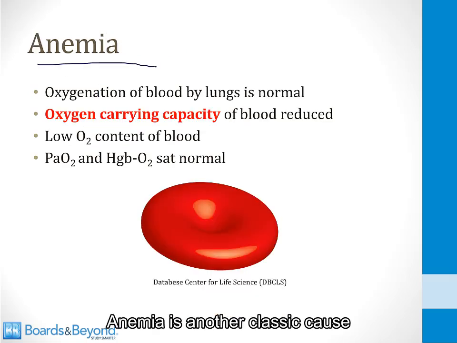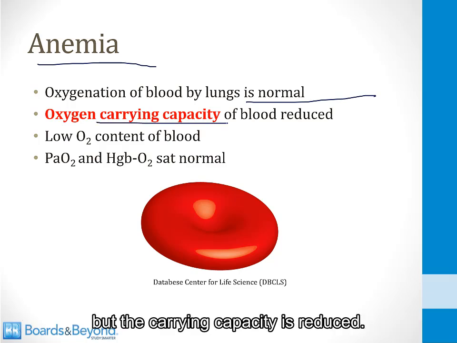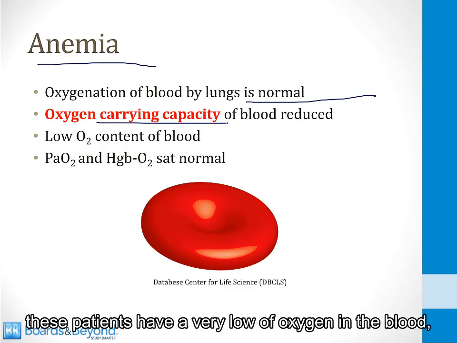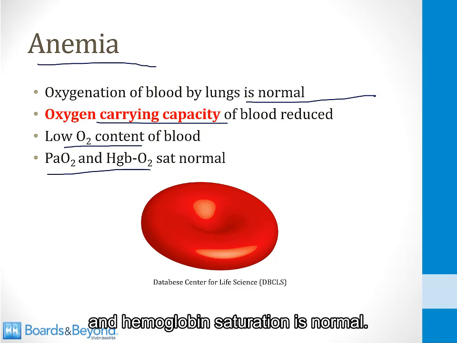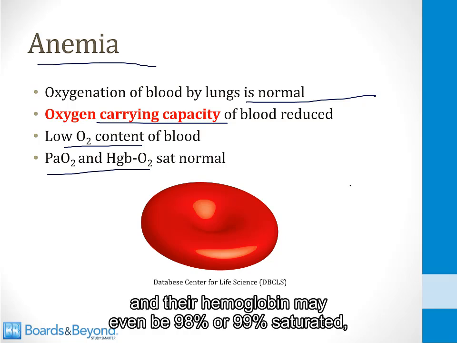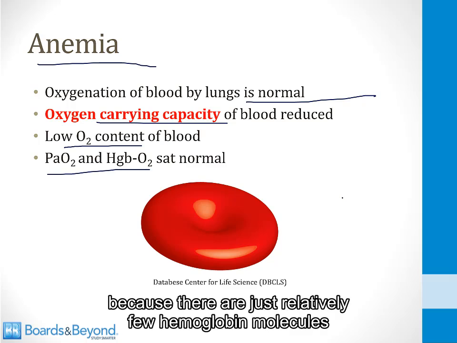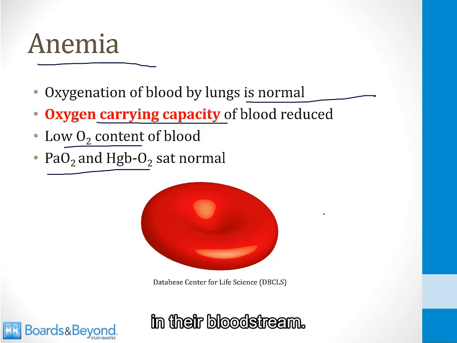Anemia is another classic cause of hypoxia without hypoxemia. In patients who are anemic, the oxygenation of blood by the lungs is totally normal, but the carrying capacity is reduced. For this reason, these patients have a very low content of oxygen in the blood, even though their PaO2 and hemoglobin saturation is normal. So these patients have a normal PaO2 and their hemoglobin may even be 98% or 99% saturated, but they still have hypoxia because there are just relatively few hemoglobin molecules in their bloodstream.